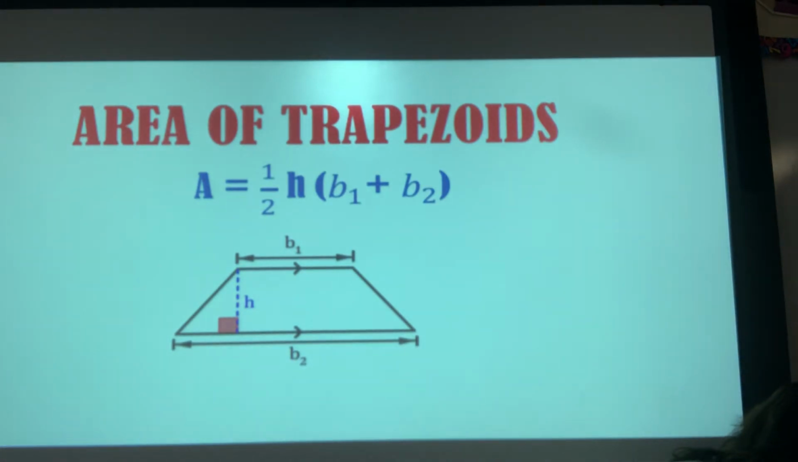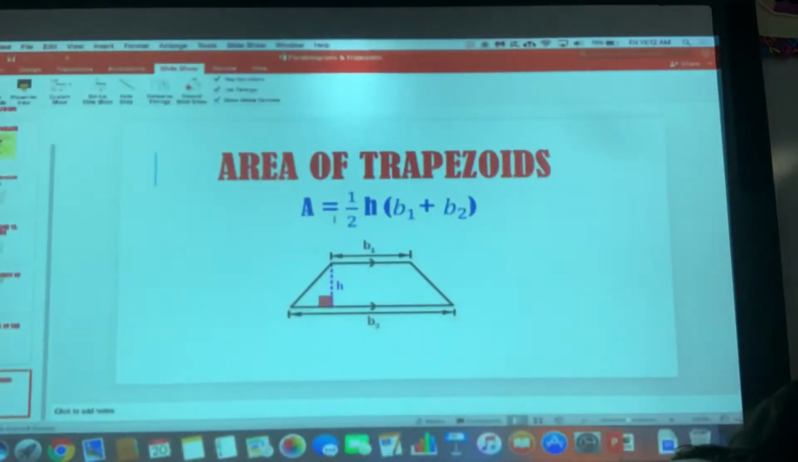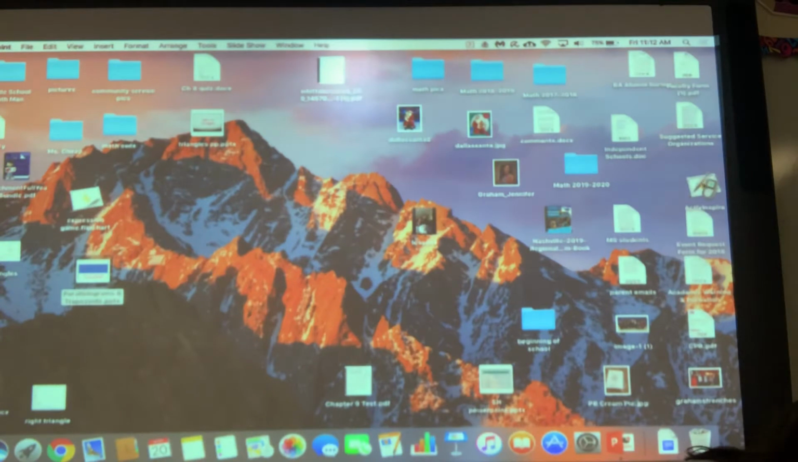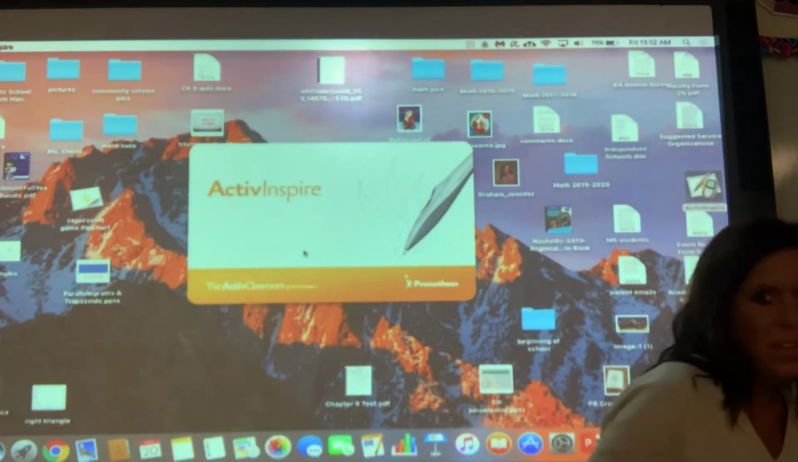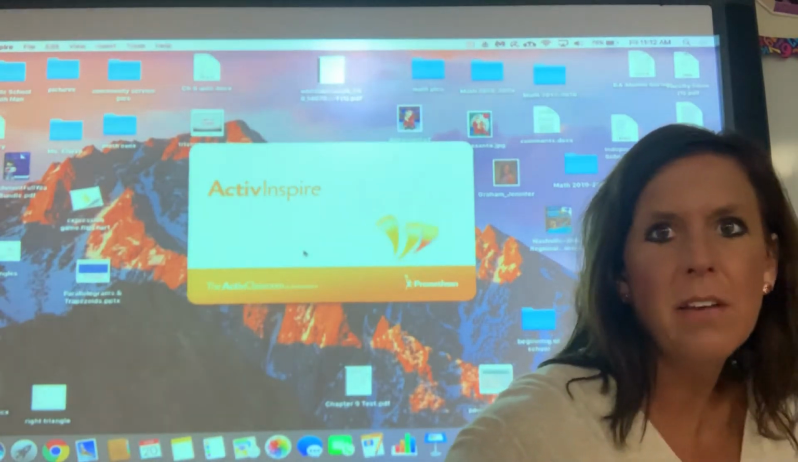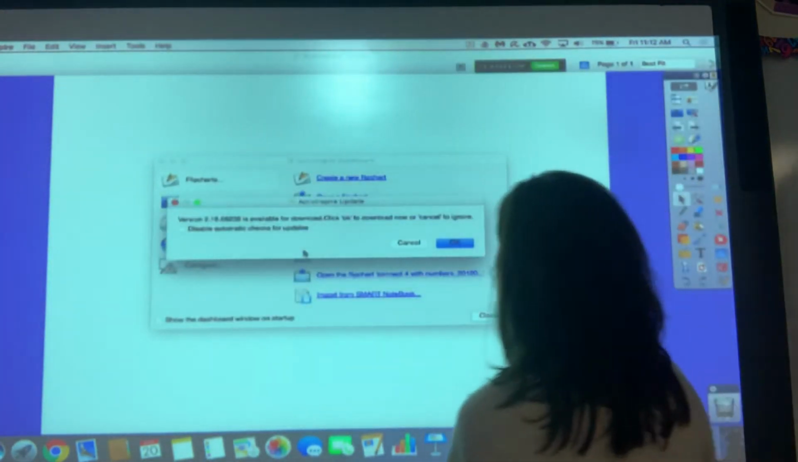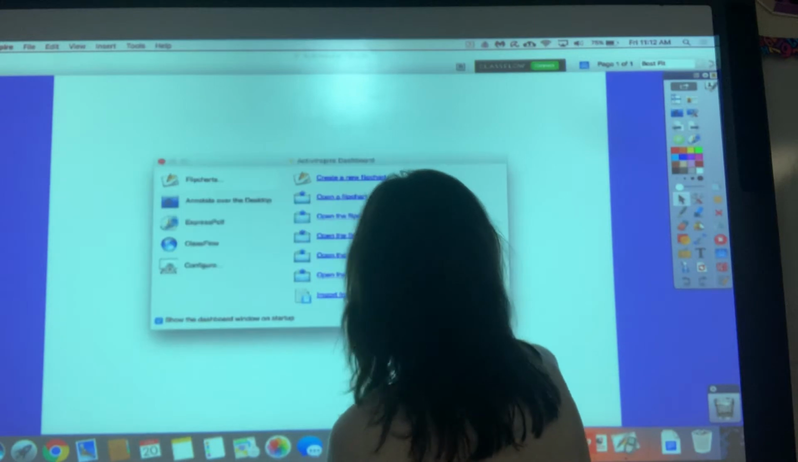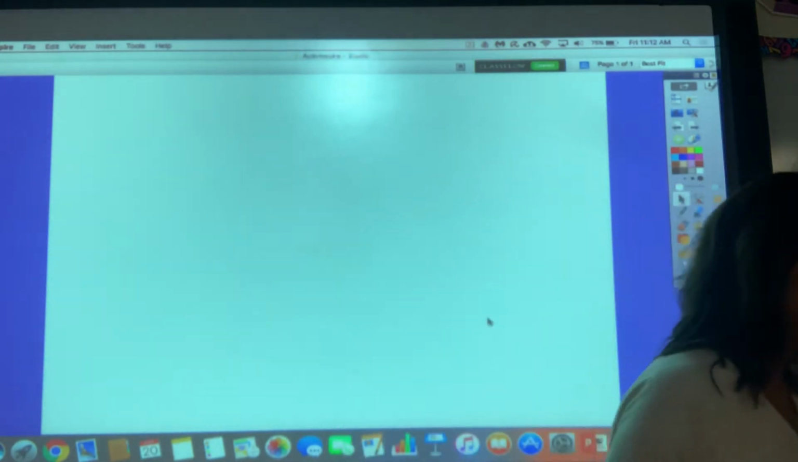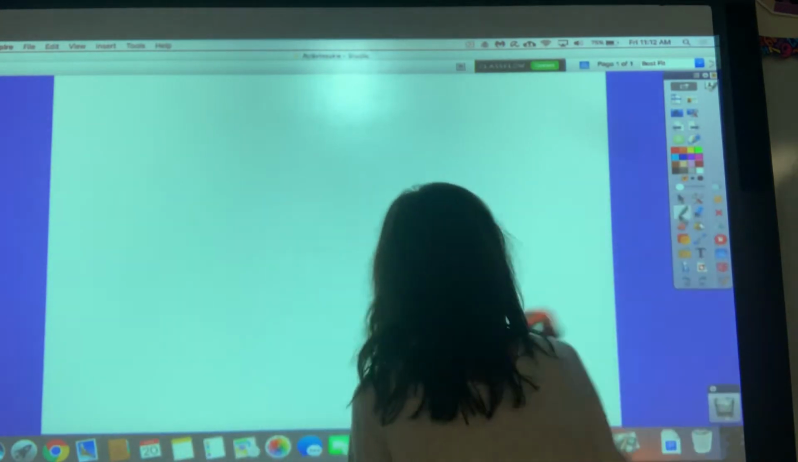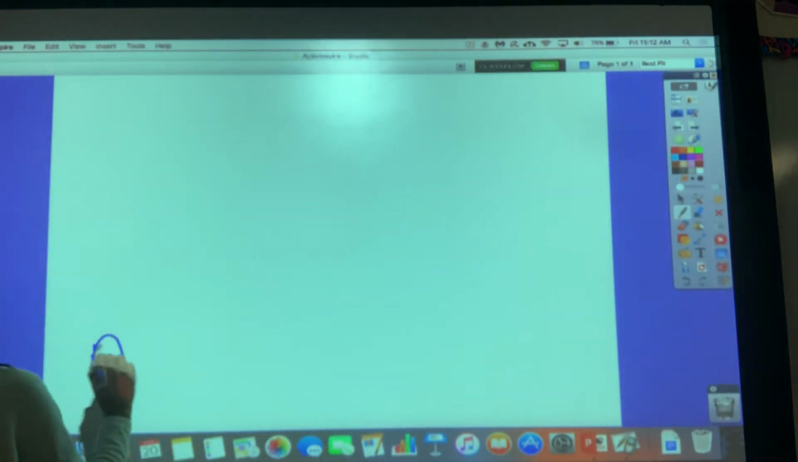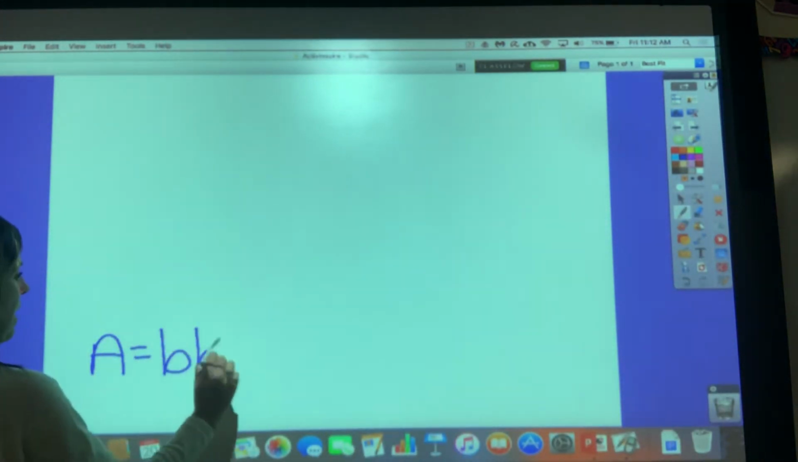So let's try some parallelogram and some trapezoid problems. If you will grab a sheet of paper, we will do a few of each kind of problem. So let's start with the parallelogram. Again, super easy. It's just area equals base times height.